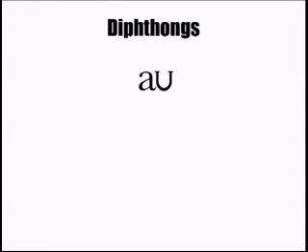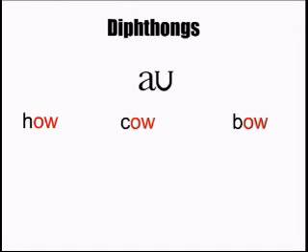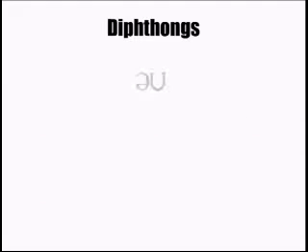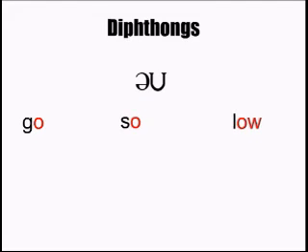With respect to ow, the tongue goes from ah to oo. For example, how, cow, bow, vow. As to oh, the tongue begins with uh, then it ends with oo. For example, go, so, low.